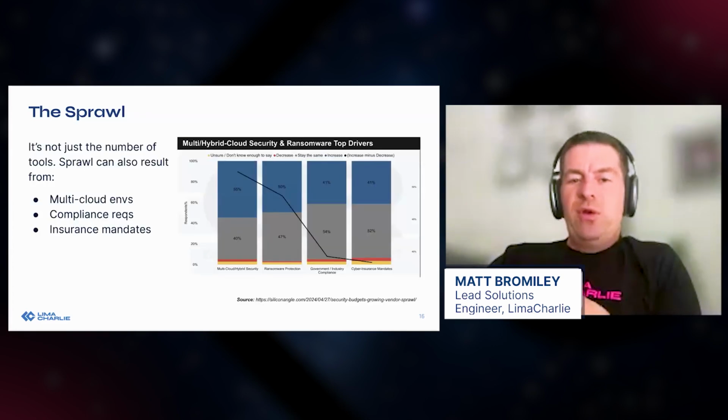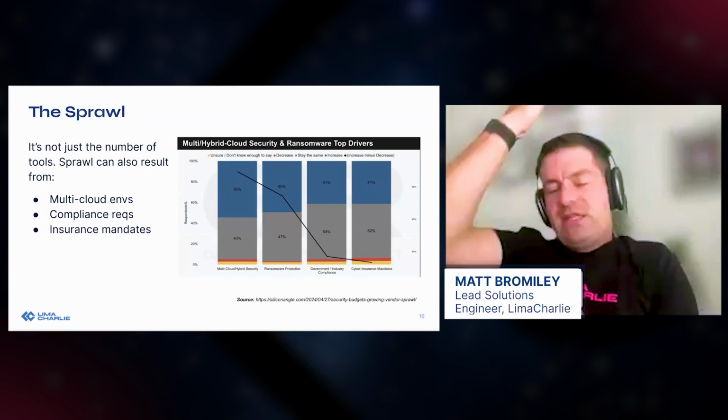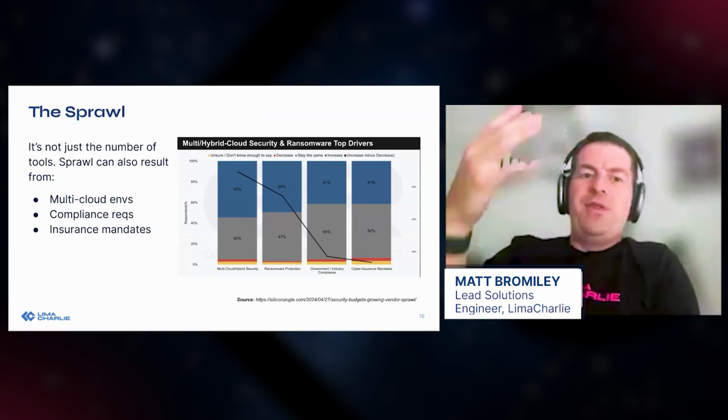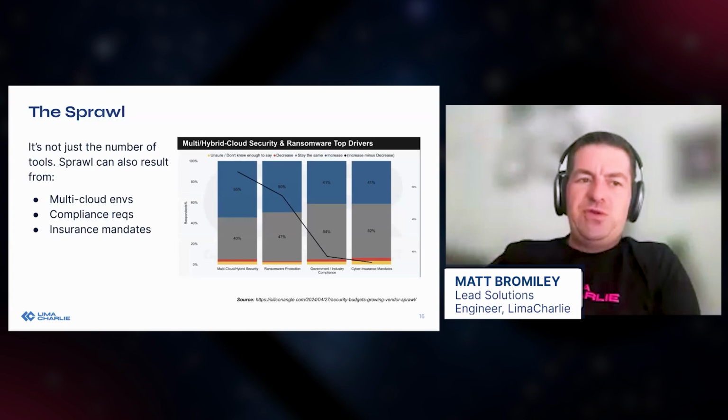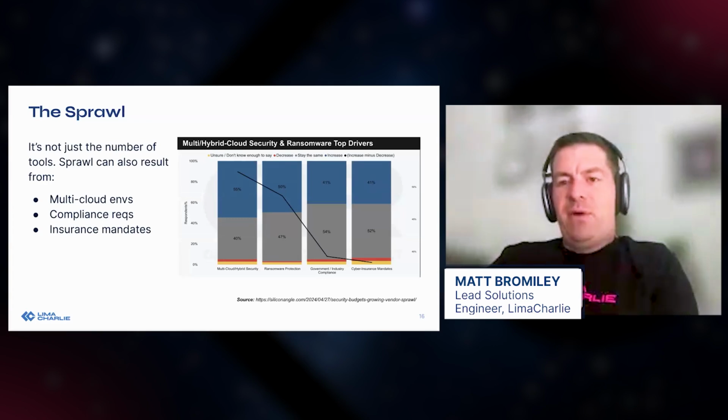I wanted to drop one little quick note. I pulled another statistic out of this, and I know I mentioned different types of sprawl that are out there. It's not just the number of tools. Sprawl can also extend from other places. I grabbed this stat from the SiliconANGLE article.